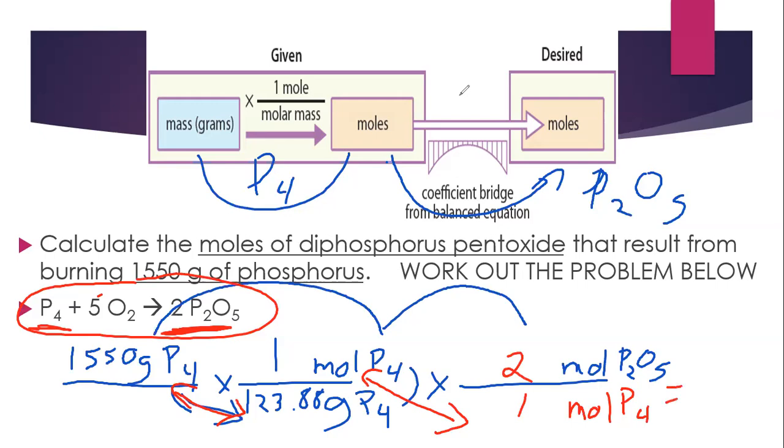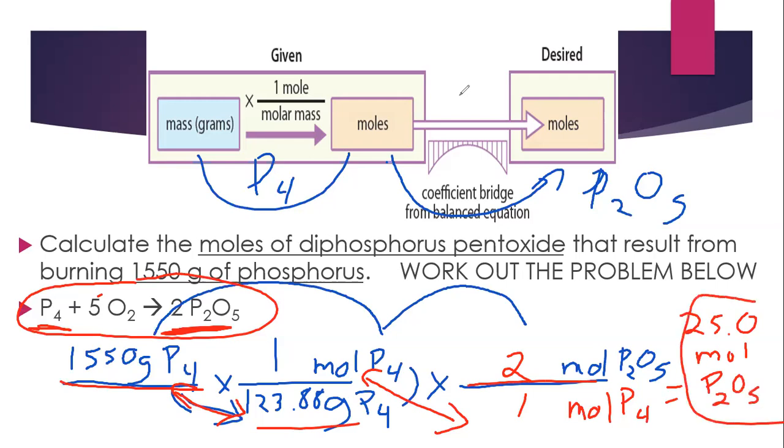So how would I do this on my calculator? I would go from 1550 divided by 123.88, hit the equal sign, and then multiply by 2. I would not worry about the ones because they wouldn't impact the answer. Hit equals again, and you come up with 25.0 moles of P2O5. Again, you must have units. They mean nothing if you don't have units.